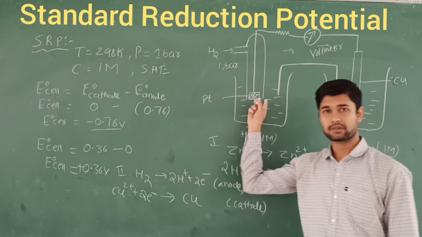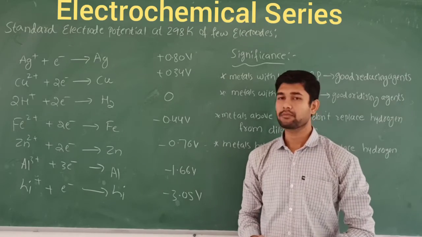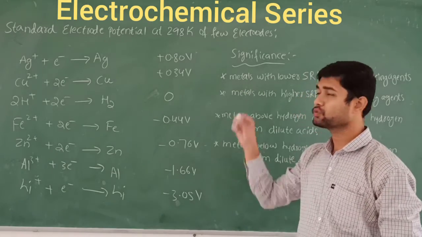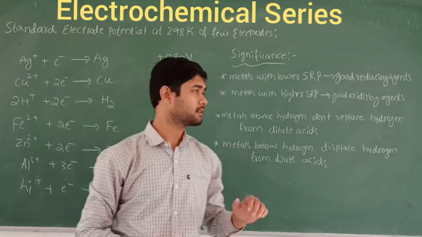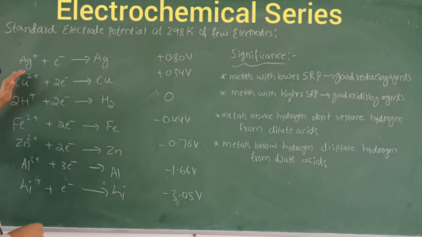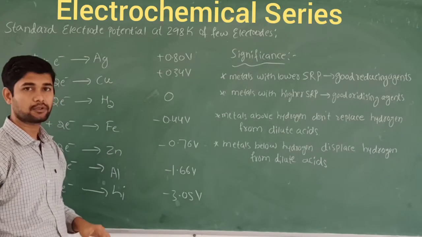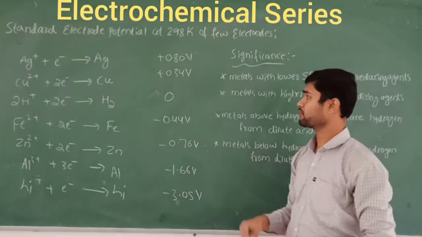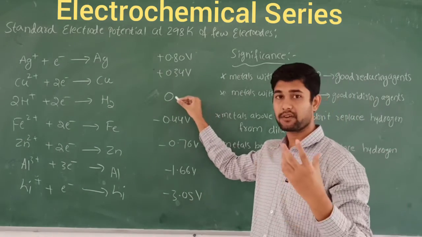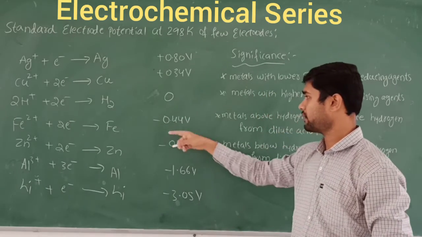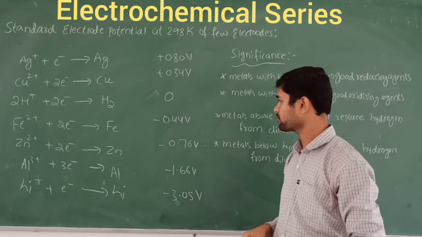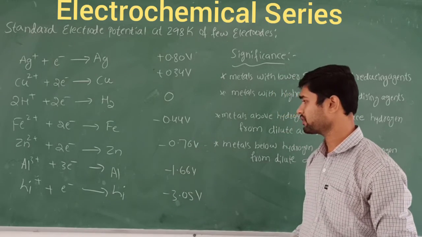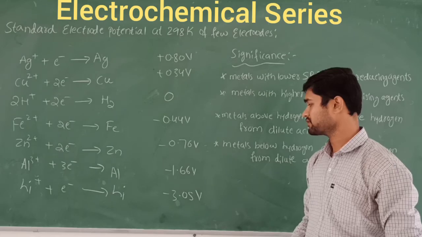We are going to obtain various values with respect to the standard hydrogen electrode. So let's discuss some of the electrodes and their standard electrode potentials at 298 Kelvin. Some of the electrodes are listed here. First, silver comes to 0.80, a positive value, and copper 0.34 volt. Hydrogen is the standard one, called the reference, which comes to 0. Iron is minus 0.44 volt, zinc minus 0.76, aluminium minus 1.66 volt, and lithium minus 3.05 volt.